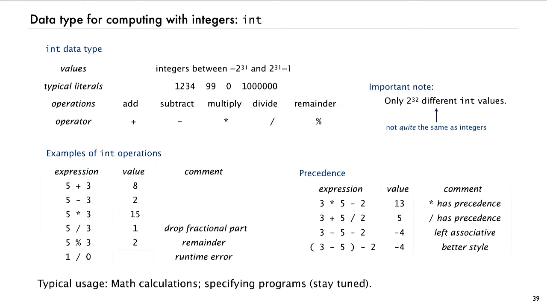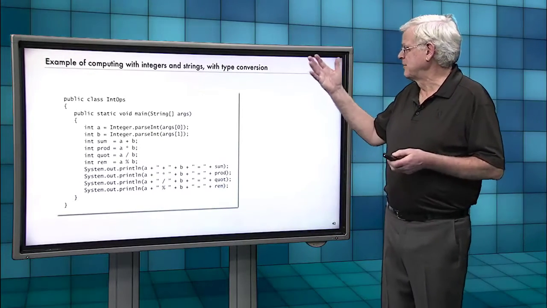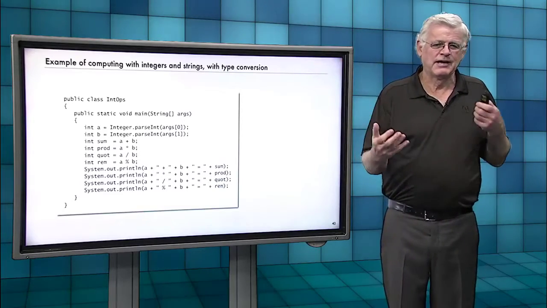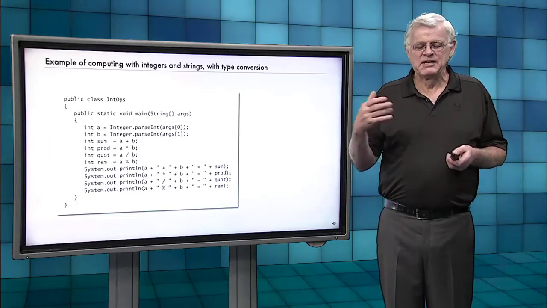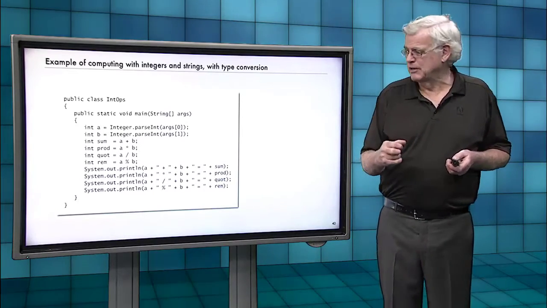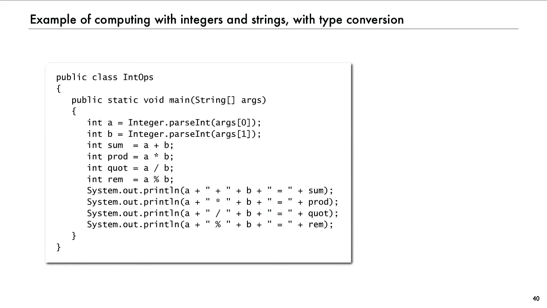But it's better style to use parentheses to express your intent as a programmer and not try to trick the person reading the code. So we're going to see lots of examples of programs that manipulate integers, and we're going to use them for math calculations and other applications. So this is an example of computing with integers. And again, just to make sure that everybody's thinking carefully about the difference between integers and strings and type conversion. So take a look at this program for a minute and try to see what it does.